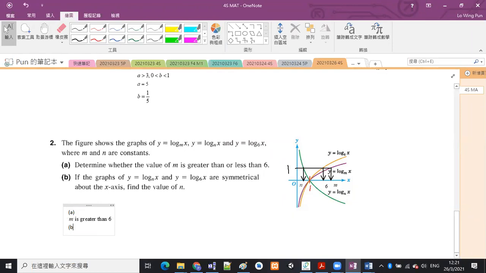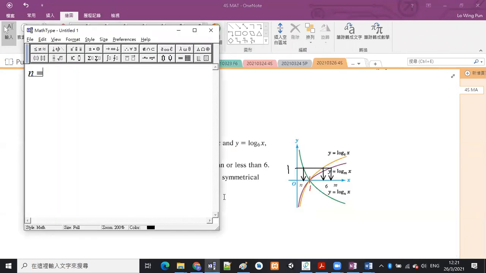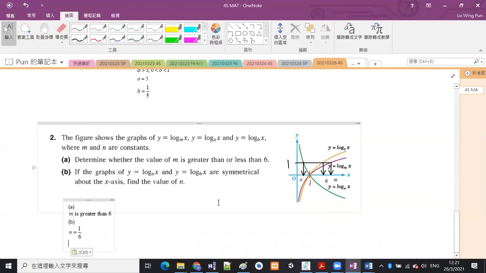Part B: if the graphs of y equals log x base n and log x base 6 are symmetrical about the x-axis, find the value of n. The two log graphs are symmetrical about the x-axis, that is up-down symmetric. Then their base values should be the reciprocal of each other, which means that n should be equal to 1 over 6. That is the answer. Is that okay? No step.